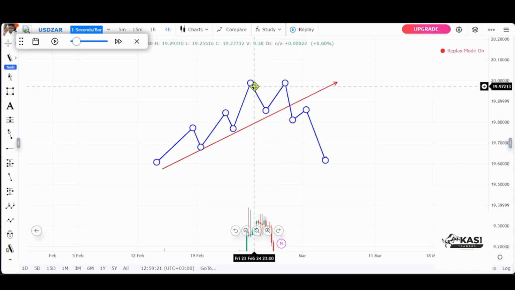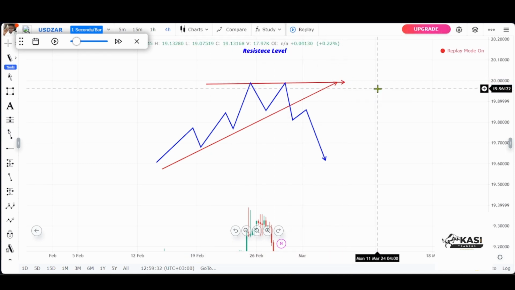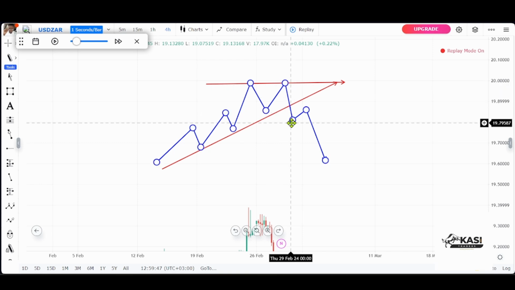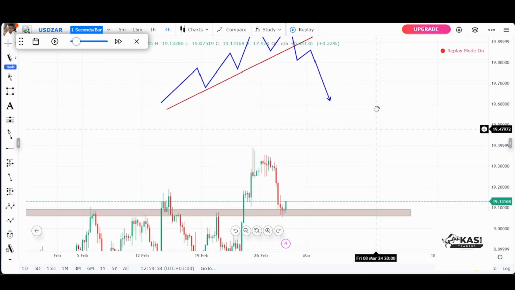Now this becomes a strong resistance level. Here this becomes a strong resistance level. From a price action perspective, the price failed to make a higher high but instead made the same high. Now this shows a loss in momentum from the uptrend and the buyers in the market. Now let's get to the charts.